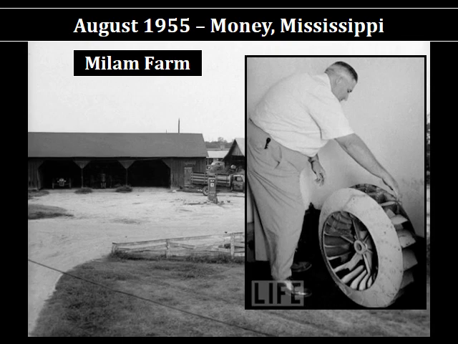So after Carolyn Bryant tells the husband, whose name is Roy, he goes and gets his friend, J.W. Millam, and they go out to the farm and they abduct Emmett Till. Beat him up, kick him around a little bit, and they eventually kill him. And the photograph you see there, the barn on the left, is where it happened. And they tie the body to a cotton gin fan, wrap some barbed wire around his neck and barbed wire around the fan, and then they chuck him in the river.